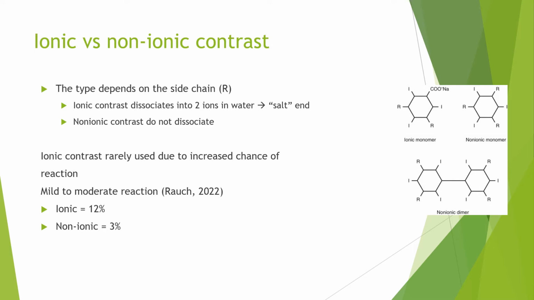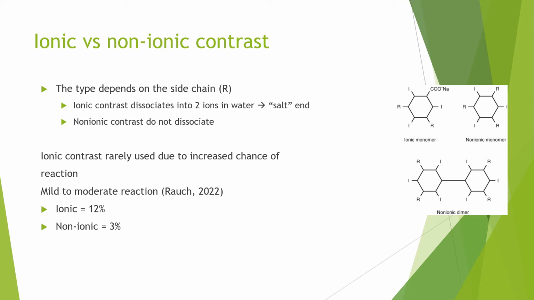CT contrast is broadly split into 2 groups, ionic and non-ionic. The categorization depends on the side chains, or the Rs here, bound to the benzene ring. Now, reactions are broadly caused by the structure or the composition of the contrast, rather than to iodine itself. It is quite physically impossible to be allergic to iodine, as the body naturally uses it to produce thyroid hormones.